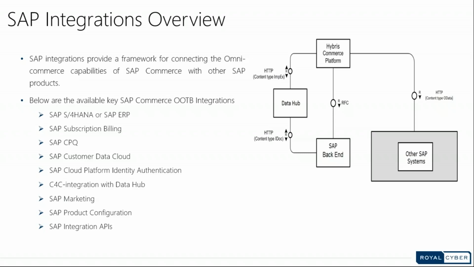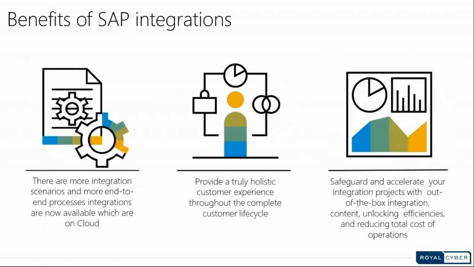Hence, they've come up with a couple of OOTB integrators, your SAP Commerce out-of-the-box integrators. Some of them include SAP ERP, subscription billing, CPQ, Cloud for Customer (C4C), SAP Marketing, and SAP Cloud Platform Integration, which helps you integrate all the APIs together. A lot of these integrations have been brought about with 1811.